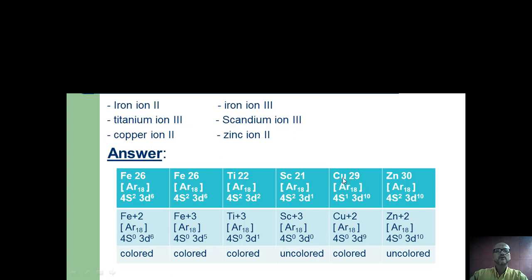Copper ion 2, copper is 29. After configuring, it will be 4s1 3d10. After losing 2 electrons, it will lose 1 from s and 1 from d, so d will be 9. Excellent, it will be colored. Zinc is always dia, always uncolored, because it contains no unpaired electrons. 3d is 10 in both cases. If it loses 2 electrons or without losing electrons, it will be 3d10 in both cases, so it will be an uncolored substance.